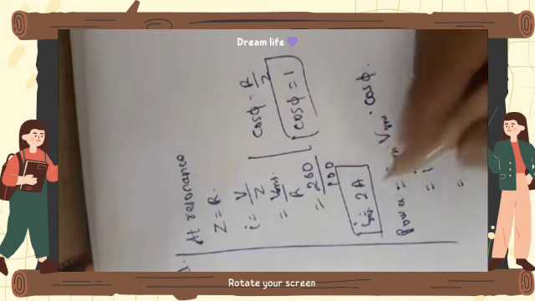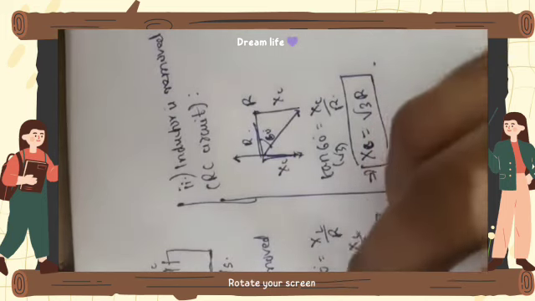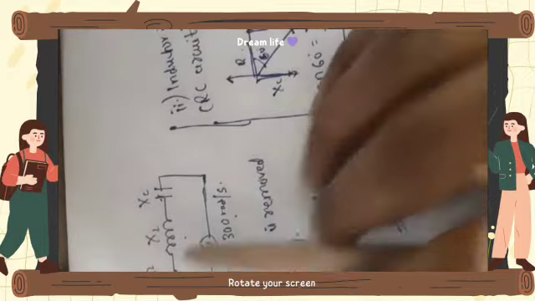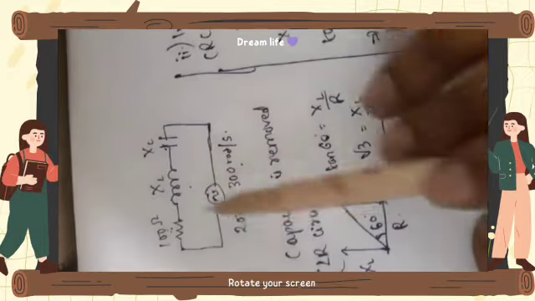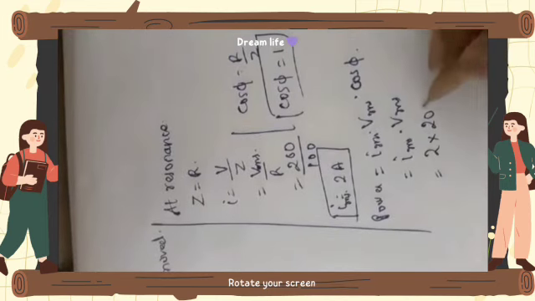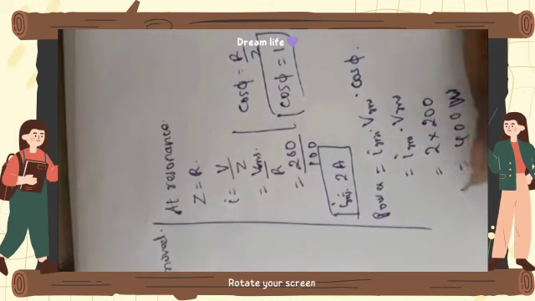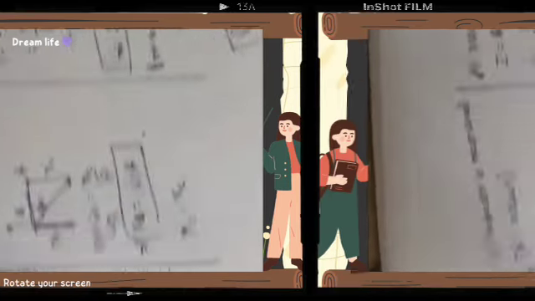IRMS is 2 ampere, and VRMS given in the question is 200 volt. So 2 into 200 is nothing but 400 watts. So power is 400 watts. So this is the answer.